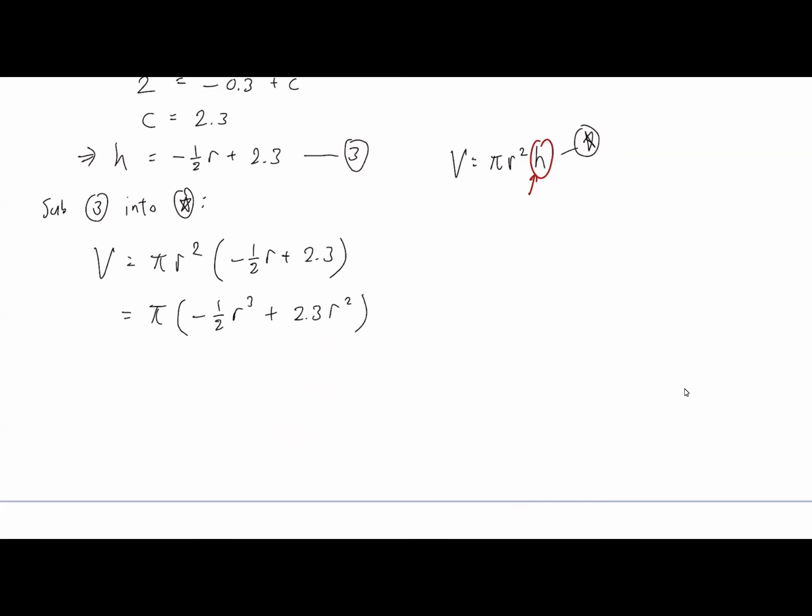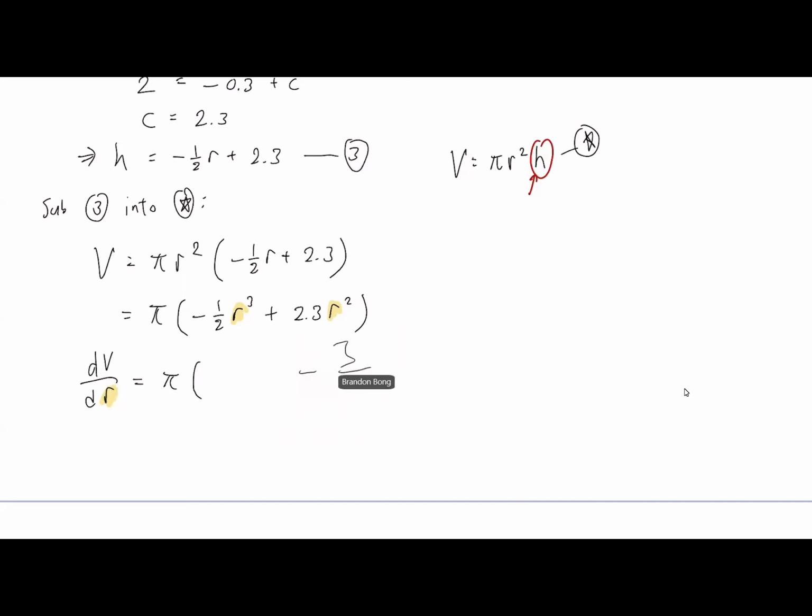Then from there, dV by d, what's the letter? dV by dt. Here got t, man. Wait, no, dV by dr. You follow the letter: r here, r here, r here. It's a function of r, so the independent variable, the bottom letter, must be the same.